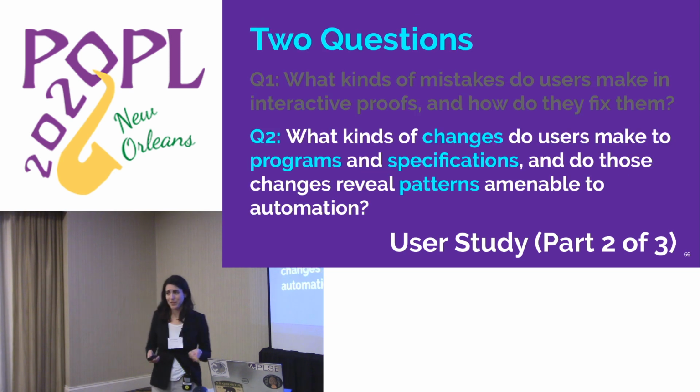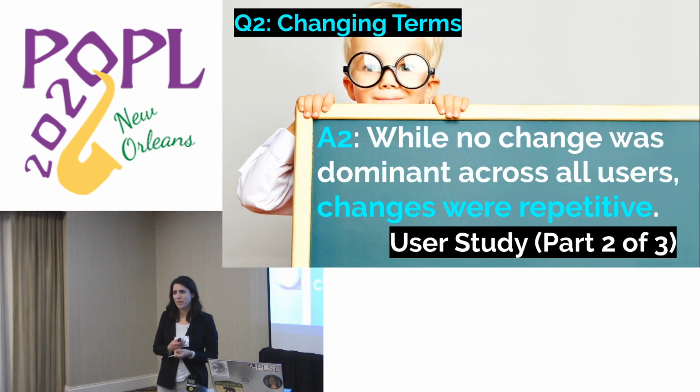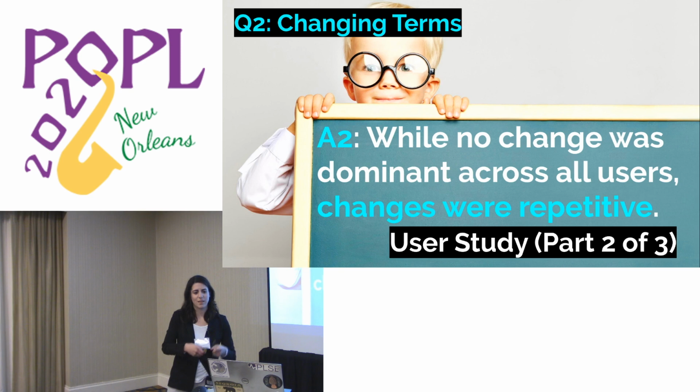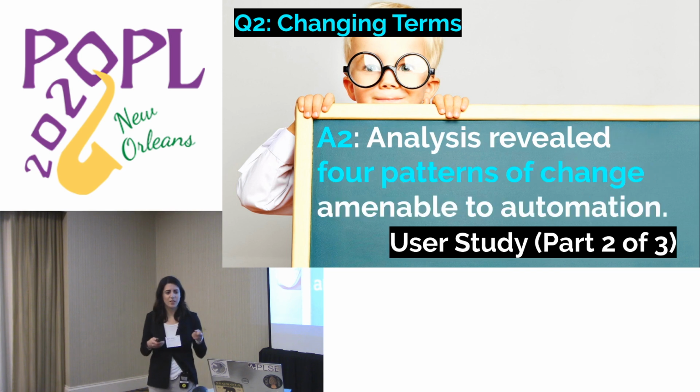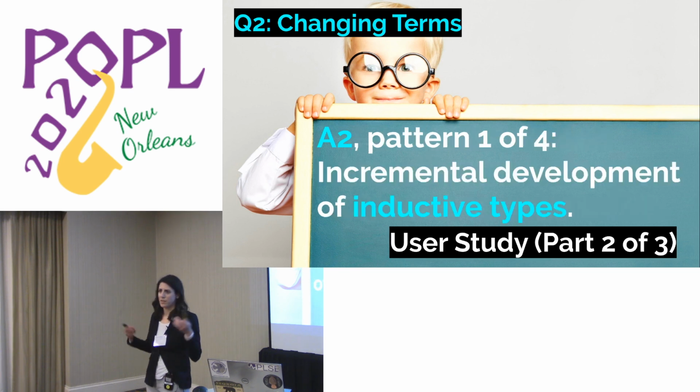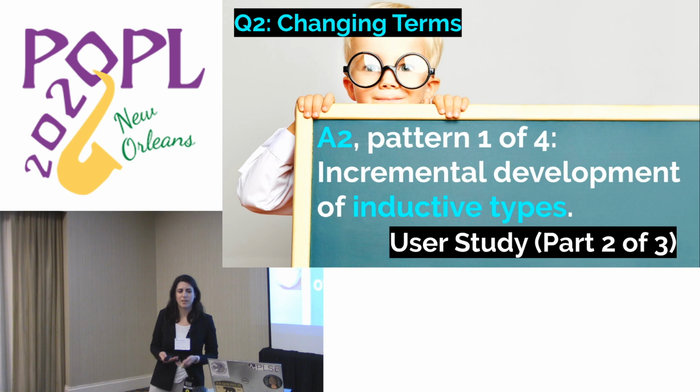So for our second question, we looked at changes to programs and specifications and the patterns they reveal. We didn't find any single change that was dominant across all of our users, but we did find repetitive changes for each user. And these changes did reveal patterns where better proof engineering tools could help. So we found 4 patterns. I'll talk about one of them, which is incremental development of inductive types.